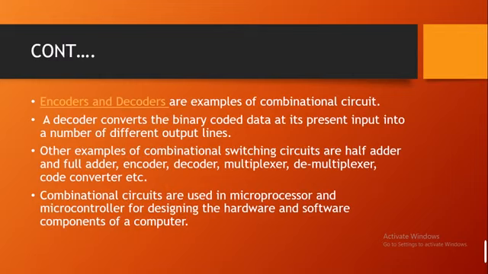Now coming to the encoder and decoder, which are examples of combinational circuits. A decoder converts the binary coded data at its present input into a number of different output lines. Other examples of combinational switching circuits are half adder, full adder, encoder, decoder, multiplexer, demultiplexer, code converter, etc. In detail we will be extending on these further, so all this we will be discussing in this switching theory subject. Combinational circuits are used in microprocessors and microcontrollers for designing the hardware and software components of a computer.